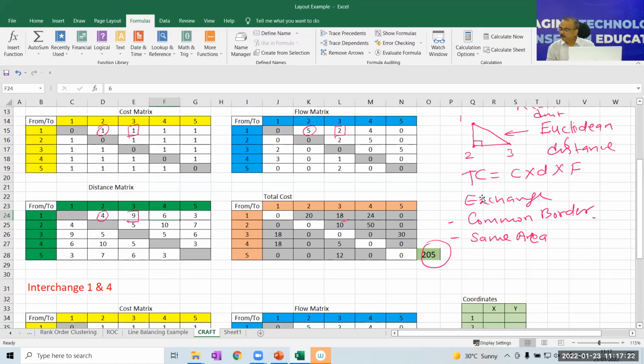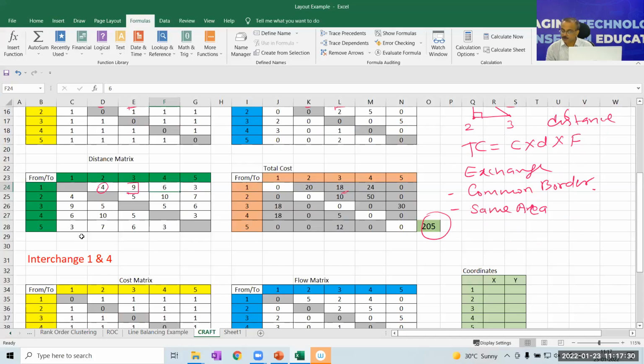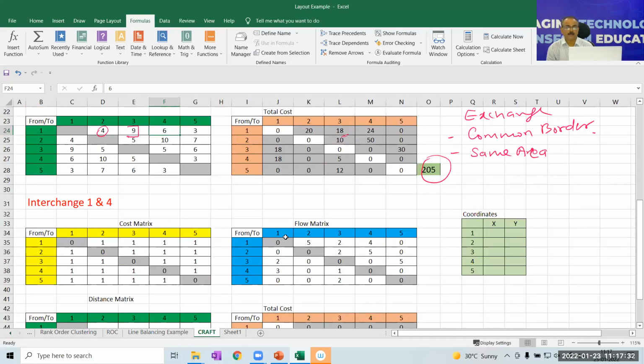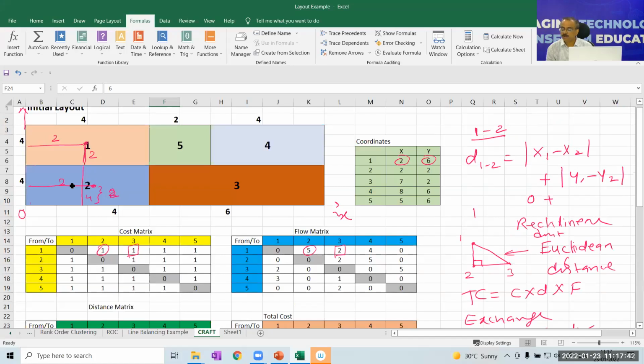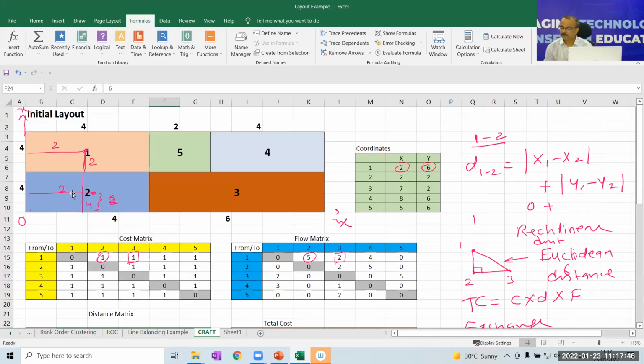So we will look at one such exchange which may be possible. Can you work on the interchange between department 1 and 4? The cost matrix and flow matrix will remain the same. Only the change will occur in the distance metric. So if this is the layout, and we are exchanging 1 and 4, what will be the coordinates of the department? X1, Y1?